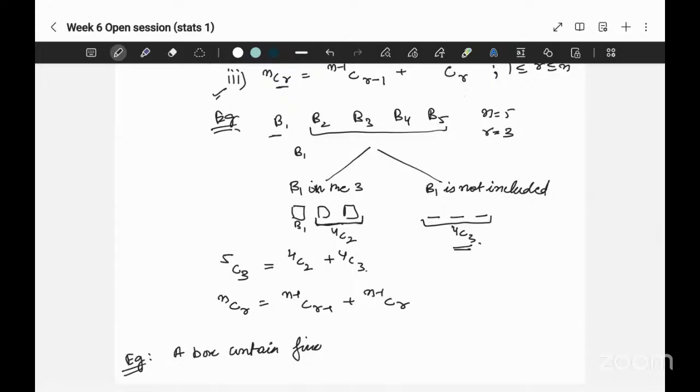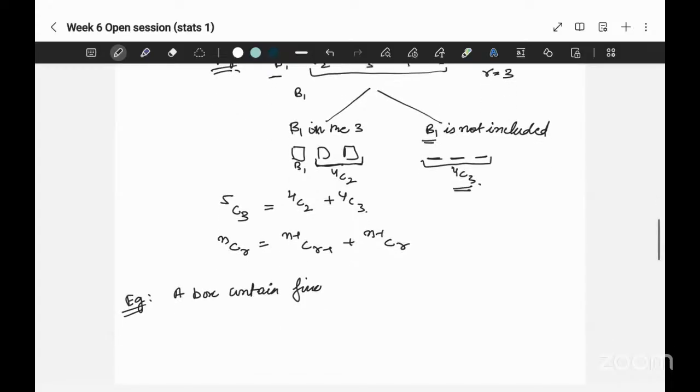4C3. Yes, ma'am. I have five balls. And the condition is that B1 is not included in the three selected balls, right? So if B1 is excluded, how many remaining balls do I have? Four. Yes, B2, B3, B4 and B5. From these balls, I have to select three balls because I have to fill the three spaces, right? So it will be 4C3? Yes, ma'am.